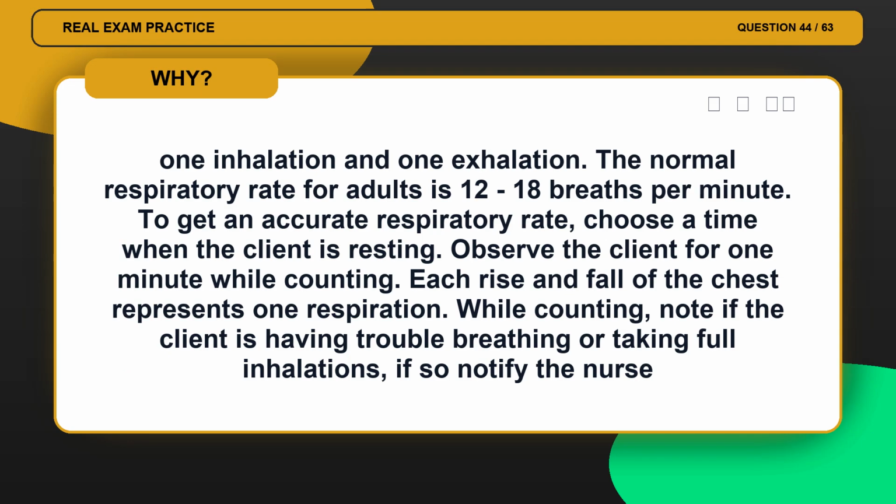The normal respiratory rate for adults is 12 to 18 breaths per minute. To get an accurate respiratory rate, choose a time when the client is resting. Observe the client for 1 minute while counting. Each rise and fall of the chest represents 1 respiration. While counting, note if the client is having trouble breathing or taking full inhalations. If so, notify the nurse.